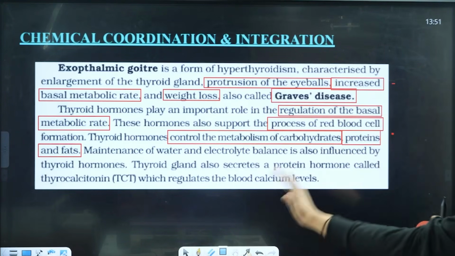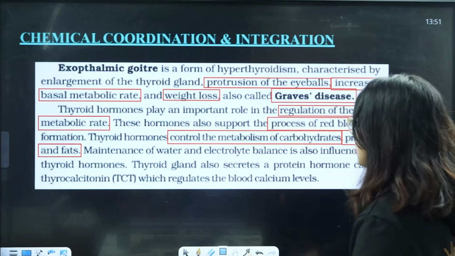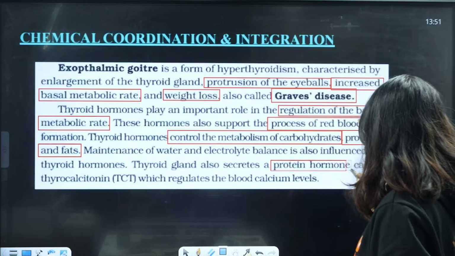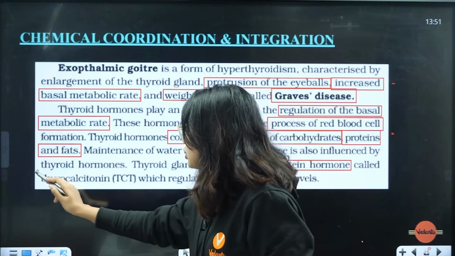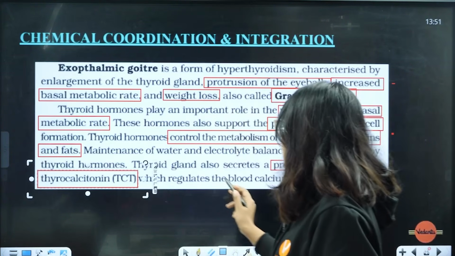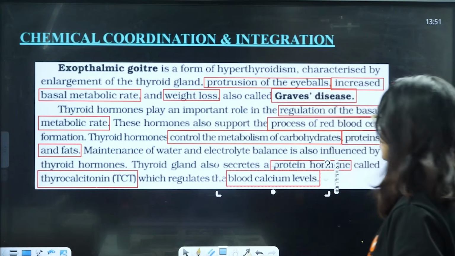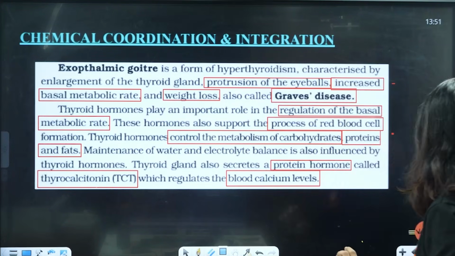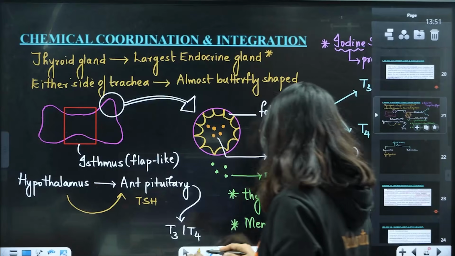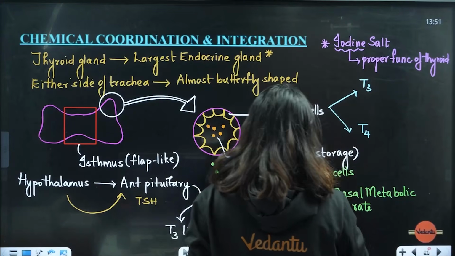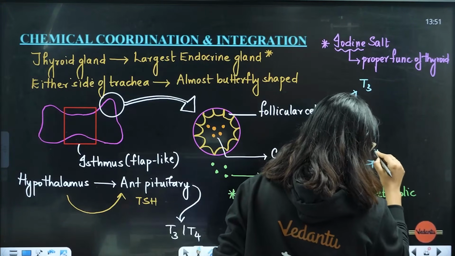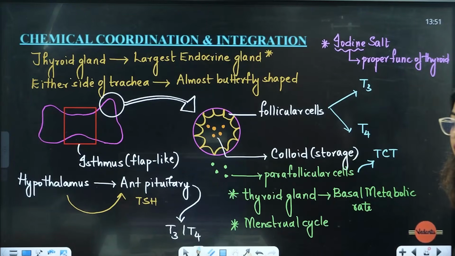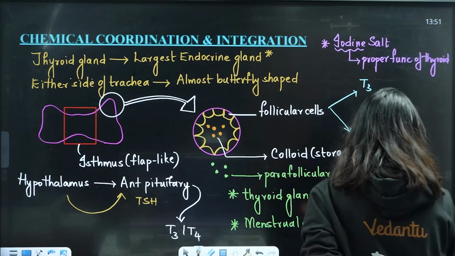Okay, so students, maintenance of water and electrolyte balance is also influenced by thyroid hormones. Thyroid glands also secrete a protein hormone called thyrocalcitonin, TCT, which regulates the blood calcium level. Actually, this protein hormone is secreted by your parafollicular cells, which I drew here, no? These cells will be releasing your TCT, thyrocalcitonin. They are going to regulate what, students? They are going to regulate the calcium levels.